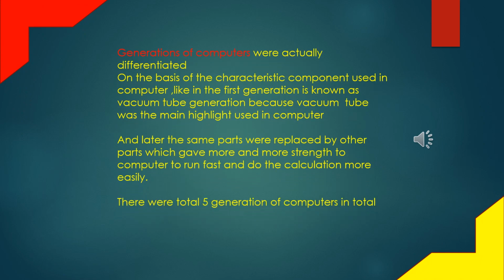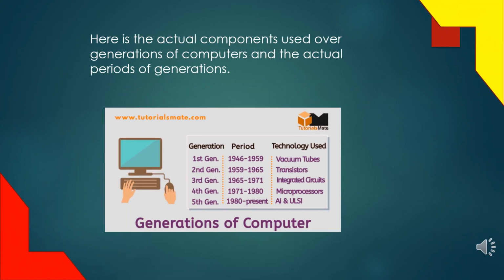Functions of computer were actually differentiated on the basis of characteristic component used in the computer. Like the first generation is known as vacuum tube generation because vacuum tube was the main highlight used in computer. Later some parts were replaced by other parts which gave more and more strength to the computer to run fast and do the calculation more easily. There were total 5 generations of computer. Actual components used over generations of computer and the actual periods of generations.